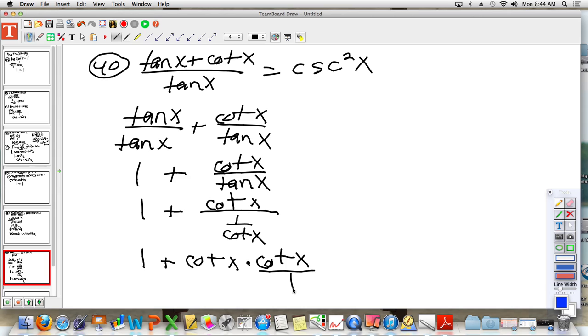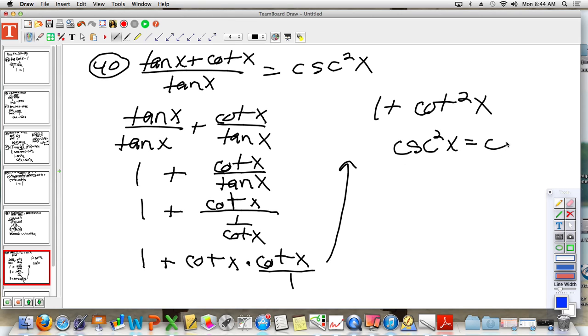Alright, so what is the cotan times the cotan? Cotan squared. I'm running out of room, so I'm going to head up here now. So I have 1 plus cotangent of x times the cotangent of x over 1, which is the same thing as the cotan squared of x. Look at your pink papers. What is 1 plus the cotan squared of x? Cosecant squared of x, which is exactly what we wanted. So we have the cosecant squared of x is equal to the cosecant squared of x.